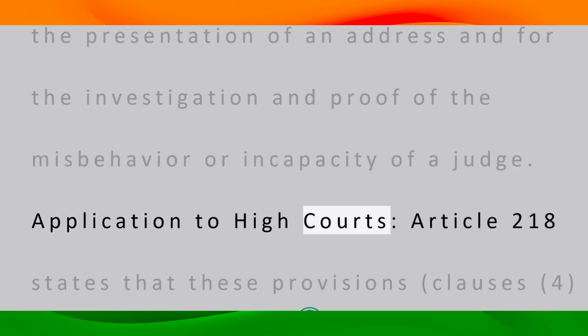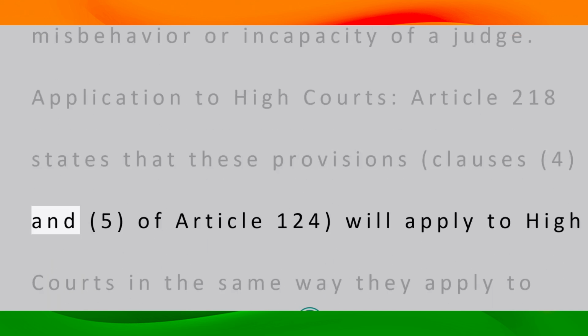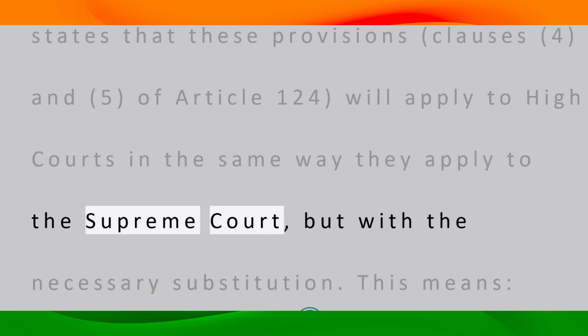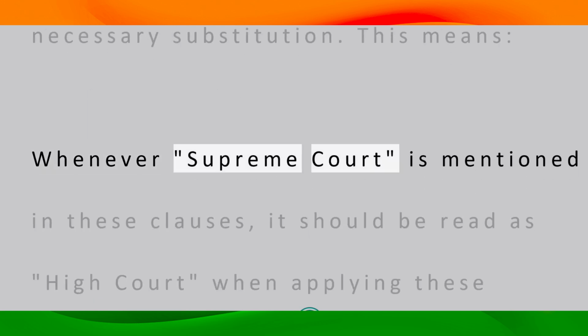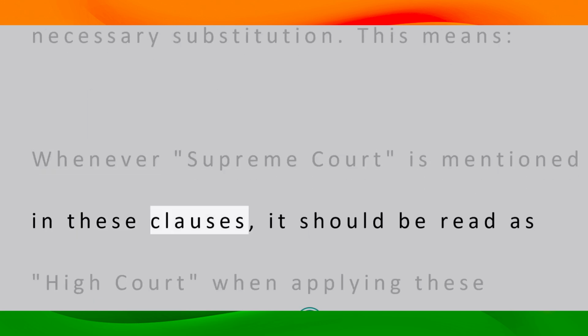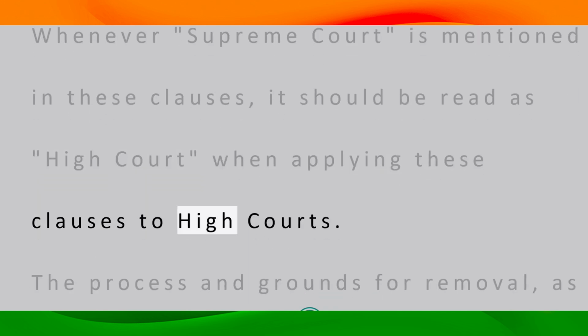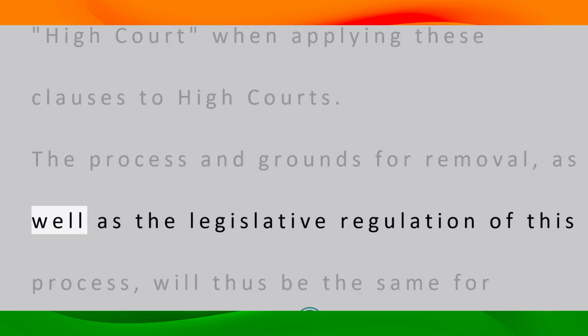Application to High Courts. Article 218 states that these provisions, clauses 4 and 5 of Article 124, will apply to High Courts in the same way they apply to the Supreme Court but with the necessary substitution. This means, whenever Supreme Court is mentioned in these clauses, it should be read as High Court when applying these clauses to High Courts.